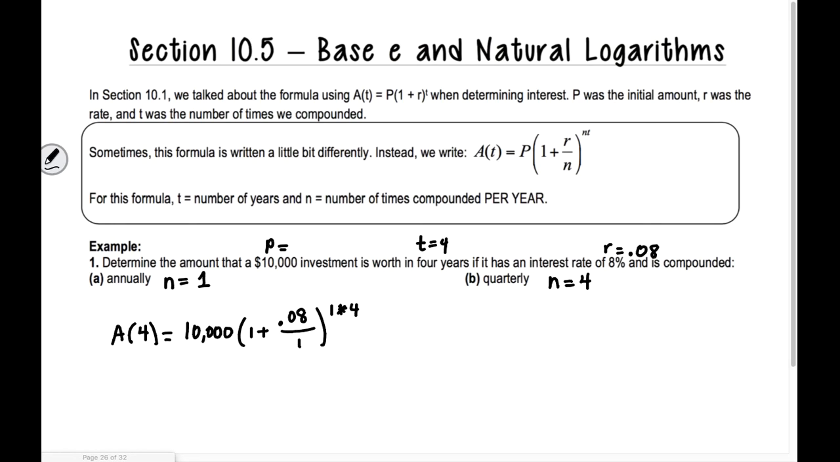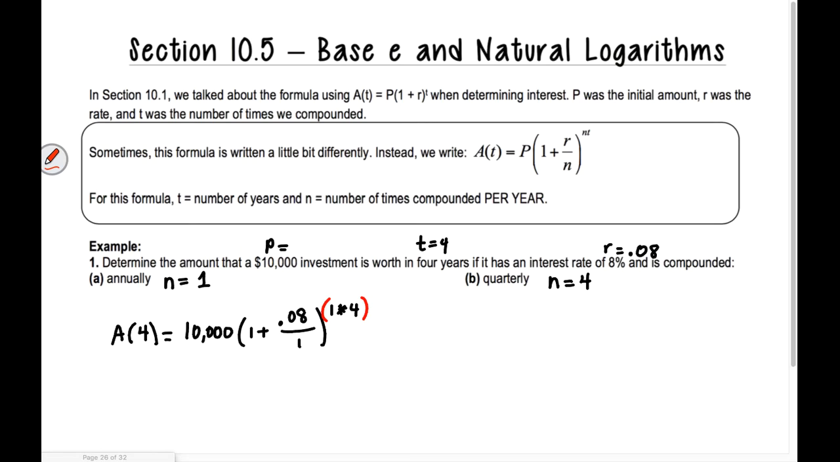Typically I find what's inside the parentheses first, but your calculators can handle all of that at once if you have a graphing calculator. So go ahead and try it along with me: 10,000, 1 plus 0.08 divided by 1, which you don't really need to divide by 1, and then raised to the 1 times 4. The only thing I caution you with is that you are going to need parentheses there. If you don't do that multiplication first and just say in your head, oh, it's 4, then put parentheses around that power.